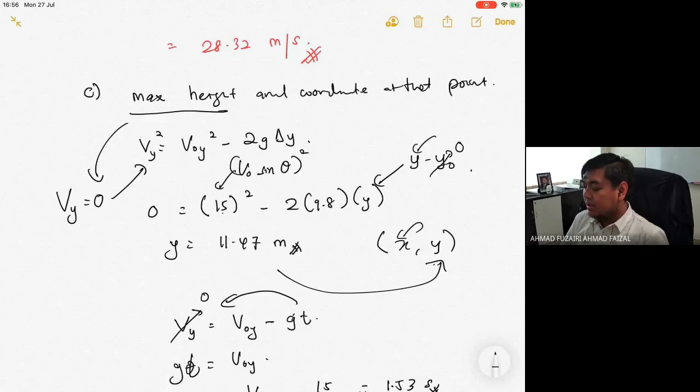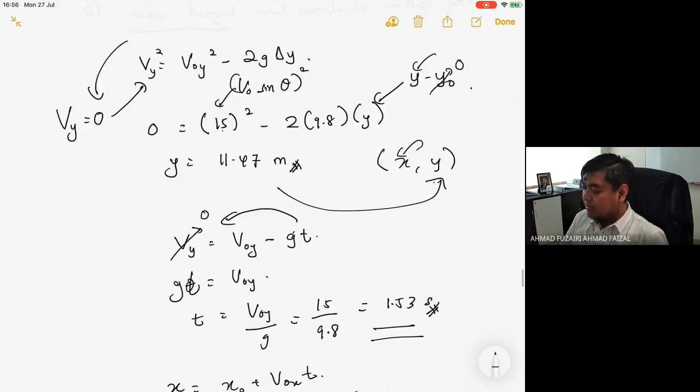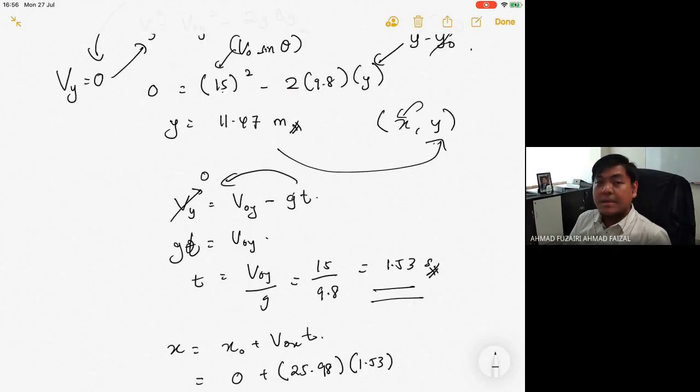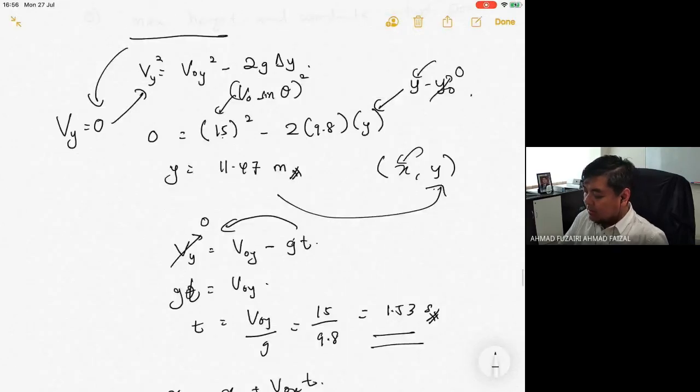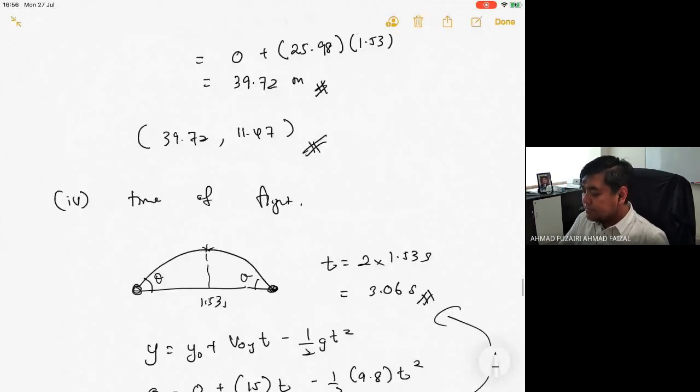So yes, the coordinate system will involve x and y. So how to get x? You have to measure. When you have a certain problem like this one, the maximum height is here. At this point, you should find what the time is here.